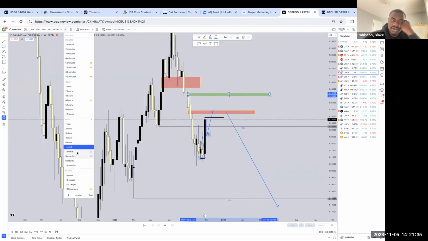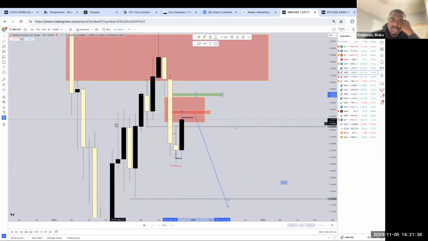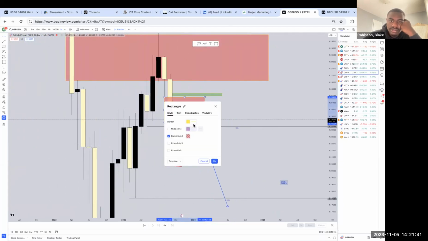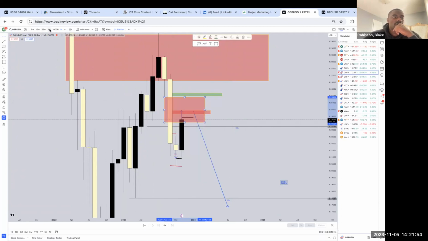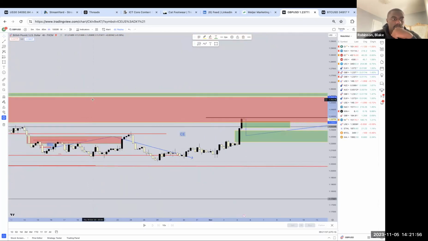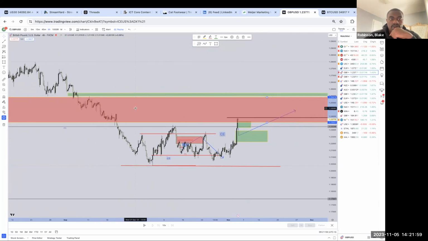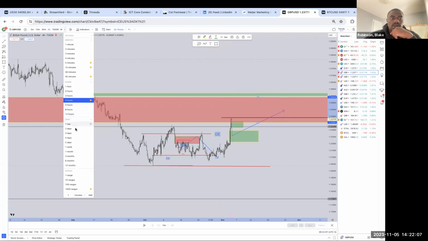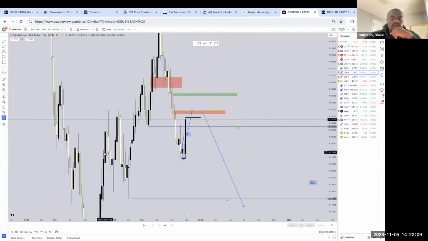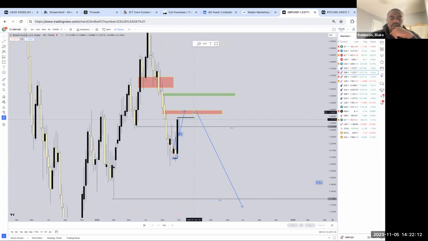I want to see where the top end of that fair value gap is at. Yeah, it looks like we're just above that. So if I go back down, it looks like we're just shy of that zone. So I want to see price trade, I want to see price hit that fair value gap.